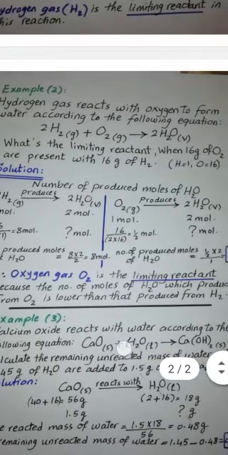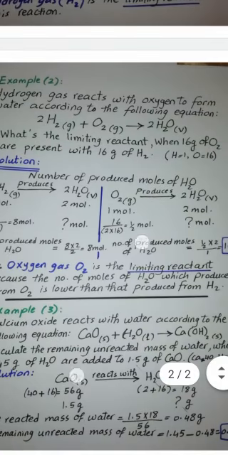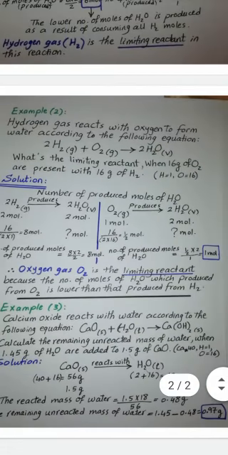In the same manner, we will calculate the number of produced moles of water from oxygen. We will find that oxygen is the limiting reactant.